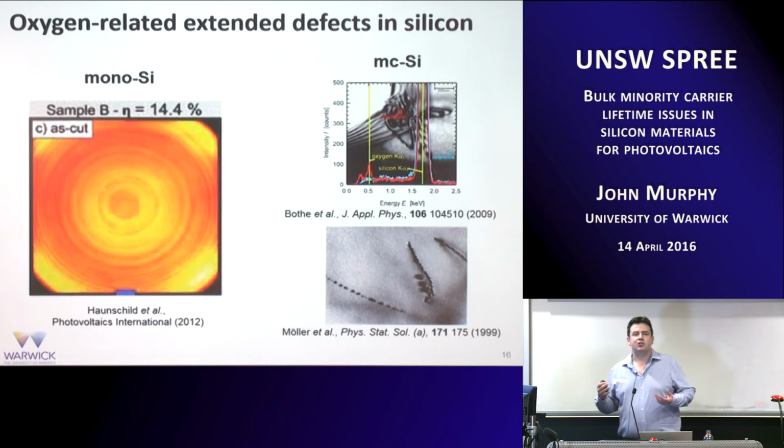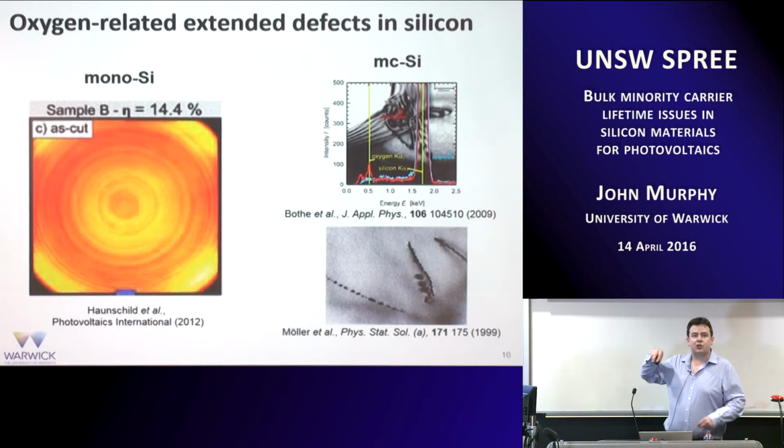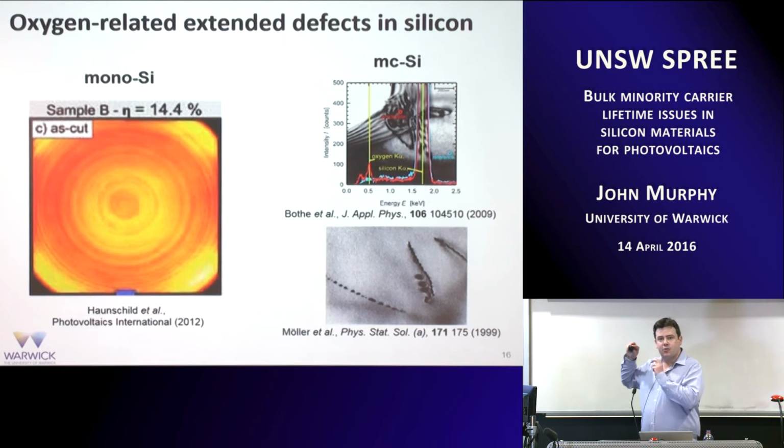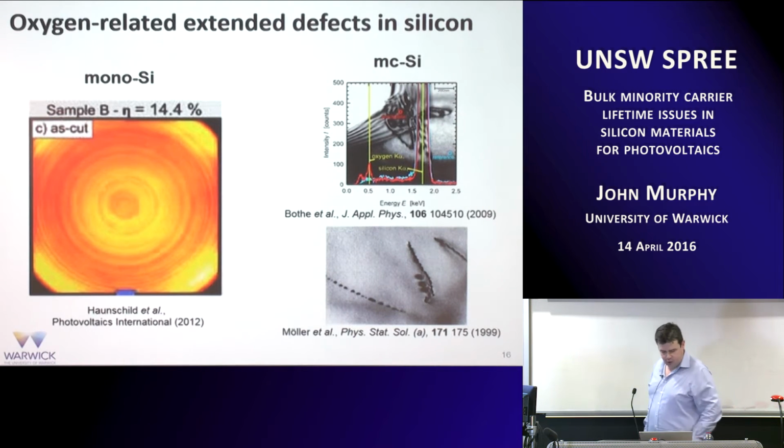Now, this is all well understood. Vladimir Voronkov did a lot of work on this in the early 80s. These rings are probably rings of vacancies. At those vacancies, you get oxygen precipitation. Remember, that's the thermodynamically stable phase. And you get these rings of oxygen precipitate-like defects, and you therefore have recombination activity at those.